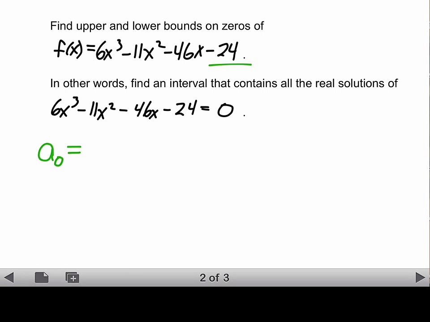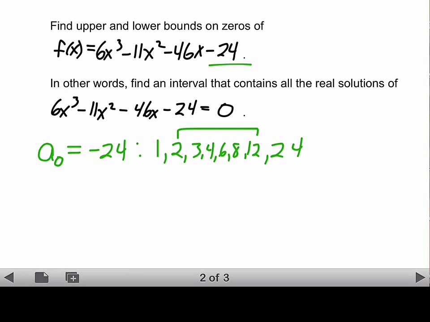In this case, the constant is negative 24, and factors of 24 are 1 and 24, 2 and 12, 3 and 8, and 4 and 6. Notice I think of those in pairs. If I'm going to say that 2 is a factor, I might as well write down the other factor, 12. And then our factors of 6, which is the leading coefficient, are of course 1, 2, 3, and 6.